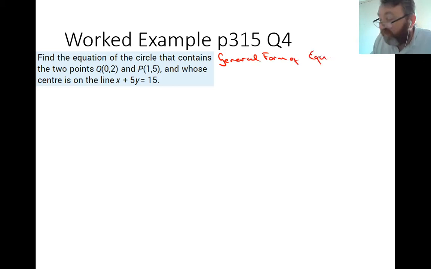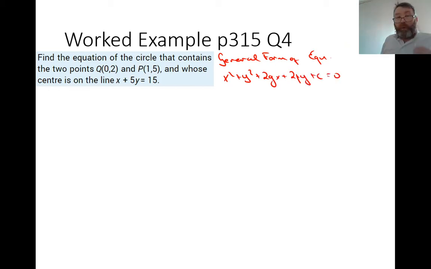You have no choice. And in fact, all of these, you're going to be using the general form of the equation. Okay, what is it? It's x squared plus y squared plus 2gx plus 2fy plus c is equal to 0. Now, what about the circle? Well, we don't know its center or its radius, but we do know some information about what's happening on the circle, and that is that we've got 2 points. We've got Q and we've got P, and they are on the circle. The circle contains those 2 points.